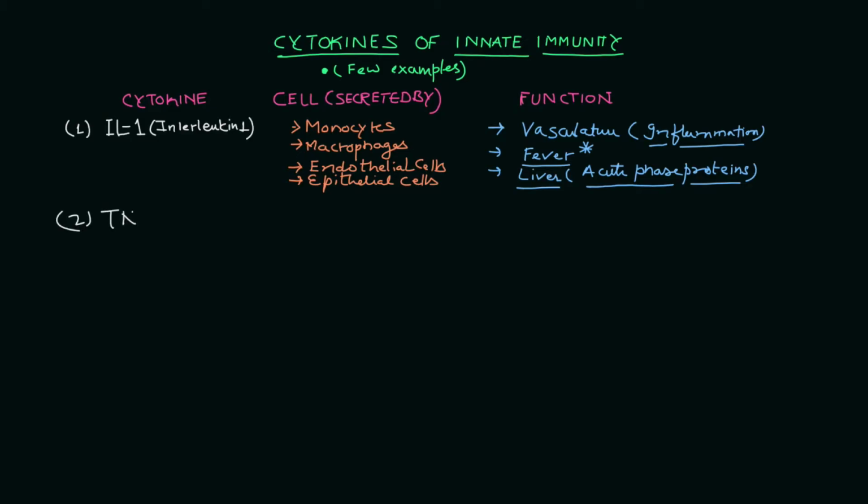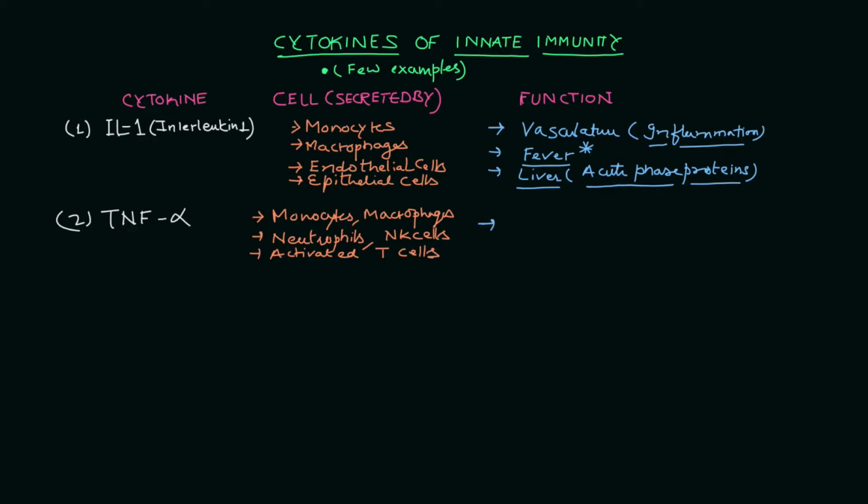In the same way, we'll discuss TNF-alpha. TNF-alpha is produced by monocytes and macrophages. TNF-alpha is also produced by neutrophils, NK cells. NK cells are the natural killer cells. TNF-alpha is also produced by activated T cells.